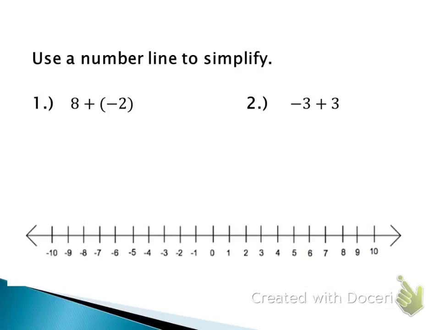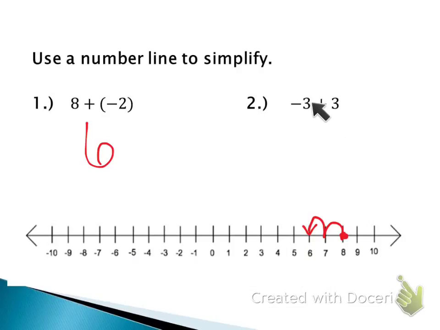Okay, so on number 1, it tells us we're going to start at 8 and add -2. So I'm just going to put a little mark here at 8. And it said adding negatives would represent moves to the left. So I would move to the left 2 spaces and I land on 6. So 8 plus -2 would give me 6.